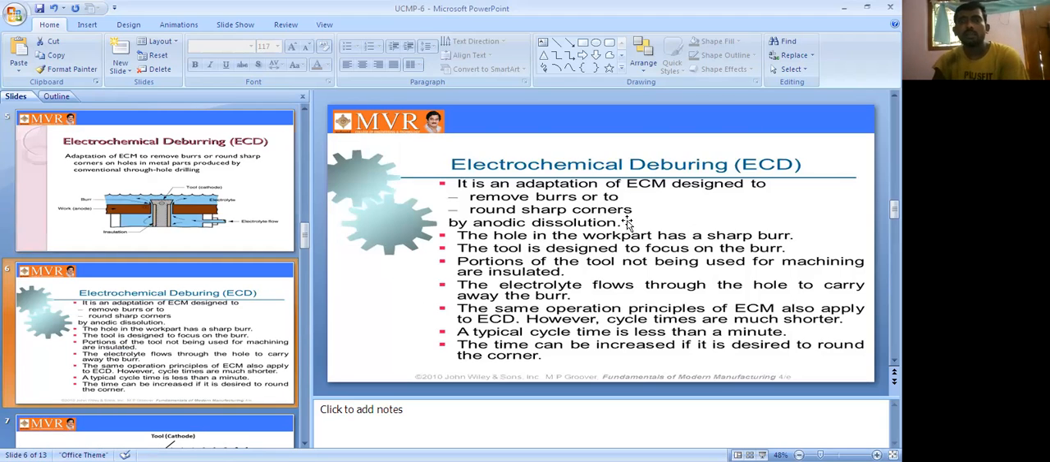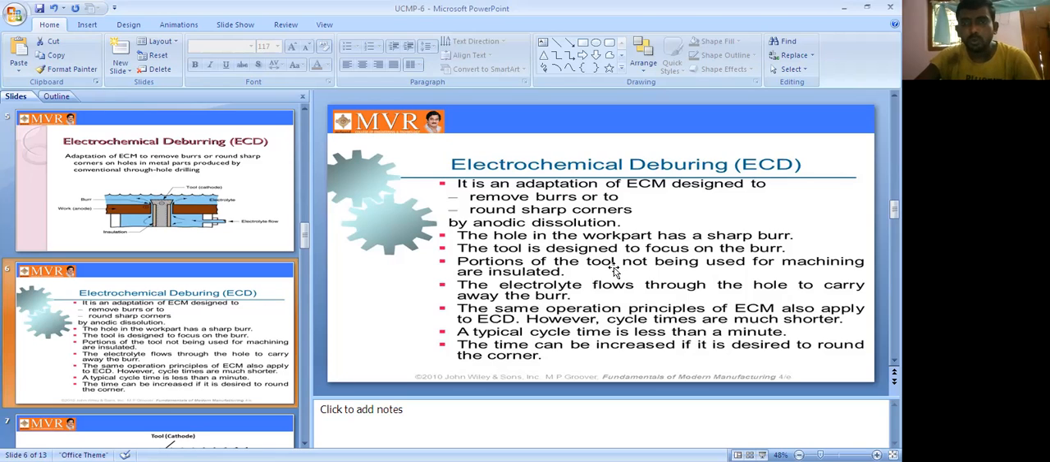It is the adaptation of ECM, electrochemical manufacturing. It is designed to remove burrs or round sharp corners by anodic dissolution. The hole in the workpart has a sharp burr, so the tool is designed to focus on the burr. That is the major difference here.